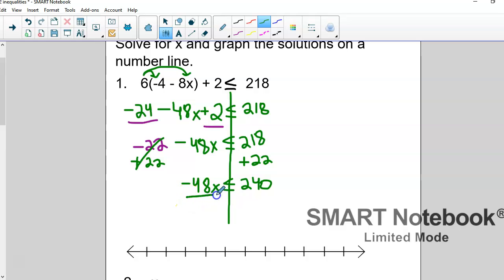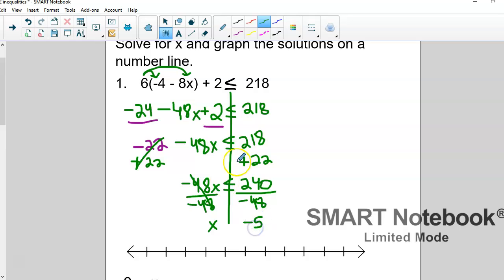All right, I just have one step left, a one-step equation, and so to get rid of this negative 48 to isolate the variable, I'm going to divide both sides by negative 48. All right, that is very helpful because now these negative 48s are gone. I have x on the left, and I have negative 5 on the right.